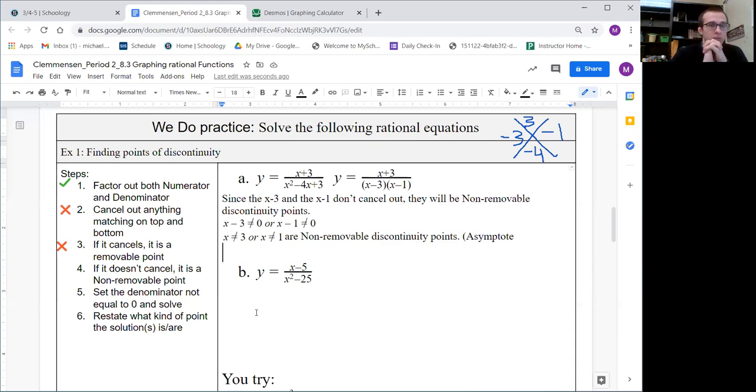I'm confused about how you got x minus 3 doesn't equal 0. Where did that come from? I'm confused on how you knew it was a non-removable discontinuity versus a removable one. I still don't know what that means. Can you re-explain it? Anything along those lines?